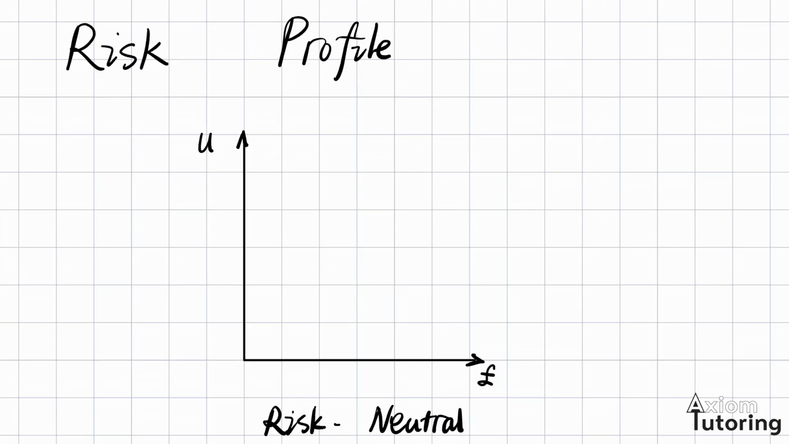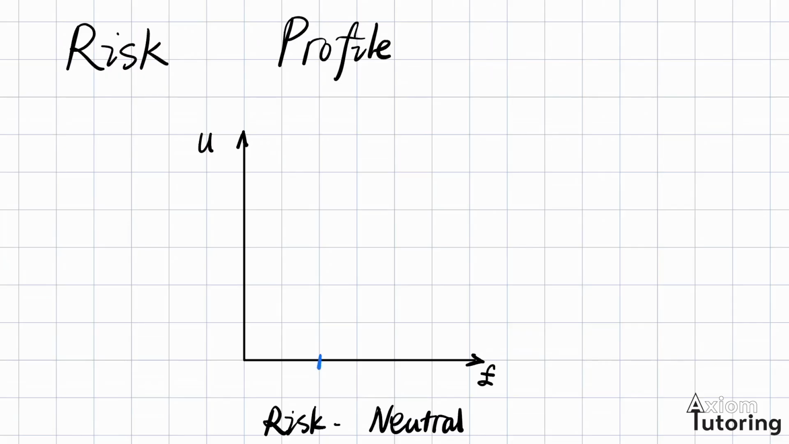Hi, in this video we'll continue to explore different risk profiles with the help of some graphs. Let's start with the risk neutral profile here. So recall our option 2 from our previous video, where we have a gamble between £50 and £150 with equal probabilities here. How do we represent this on a graph?